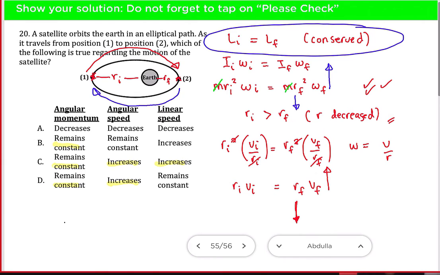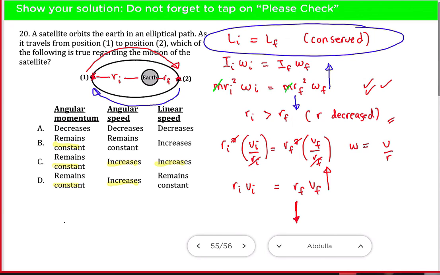What happens to the angular speed? Decrease. It will decrease because when we increase the radius, then the angular speed has to decrease. And the linear speed, similarly, as we increase the radius, then the linear speed will decrease. Questions?